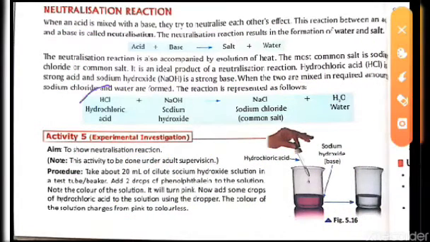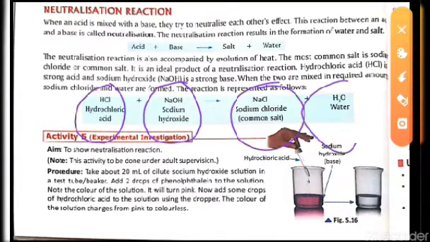So here, when hydrochloric acid reacts with sodium hydroxide, they form sodium chloride, the common salt, and water. That means they will form the salt and the water. That means they will neutralize the reaction of the acid.